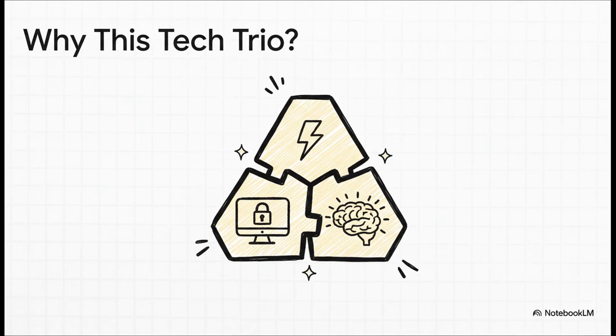So, when you put it all together, why this specific trio? Well, it's kind of the perfect combination, isn't it? You get the raw speed of FastAPI, you get the privacy and control of running a model locally with Ollama, and you get the incredible intelligence of a modern LLM. And the best part? The whole setup is surprisingly simple.